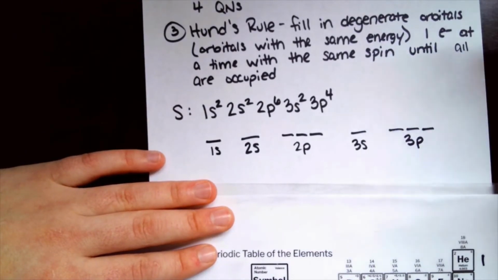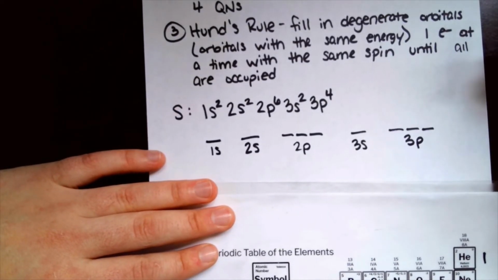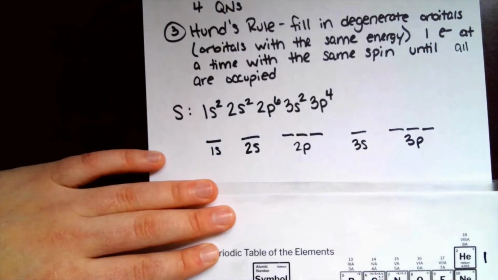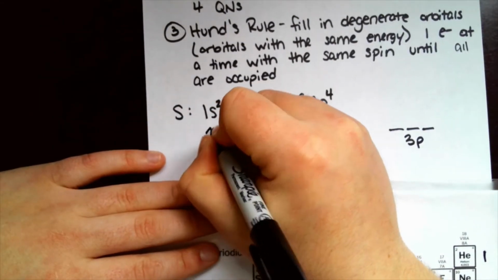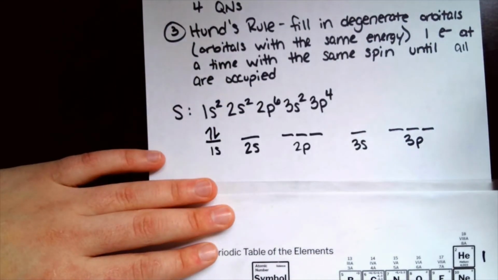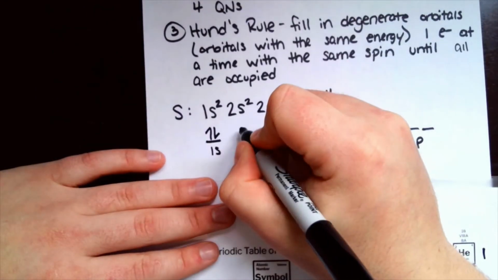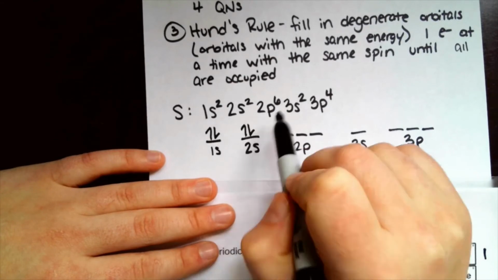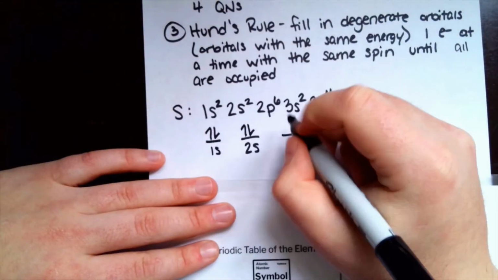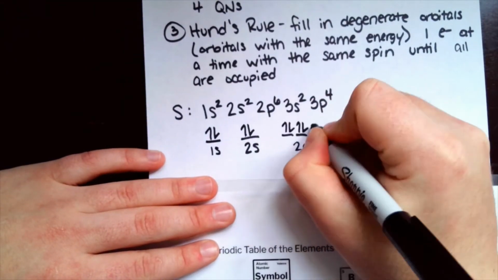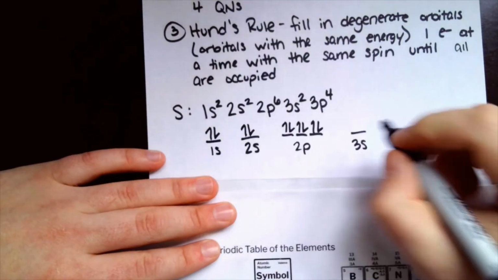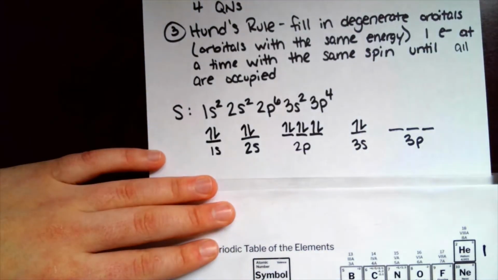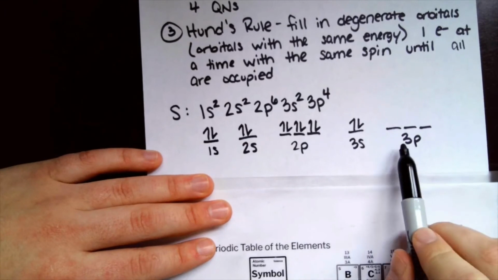So now we have to put in the electrons. Remember, there are 2 electrons per orbital, one with a positive spin, one with a negative spin. So the way we represent that is by just showing 1 arrow pointing up and 1 arrow pointing down. 1 up, 1 down. Because we have 2 electrons in the 1s, 2 in the 2s, 6 in the 2p, and 2 in the 3s. Now we only have 4 in the 3p.